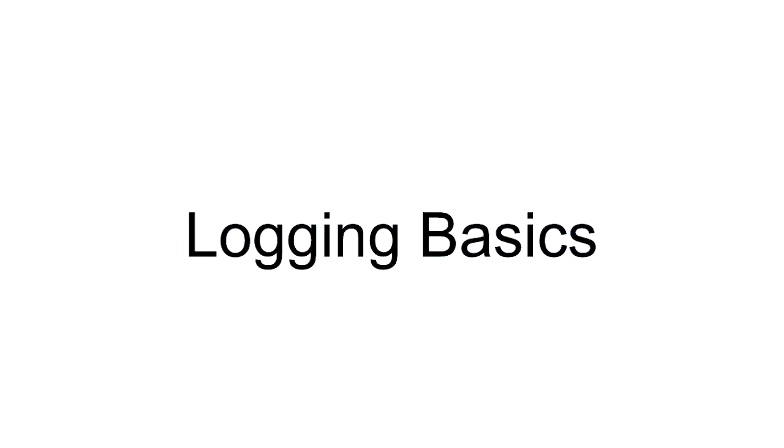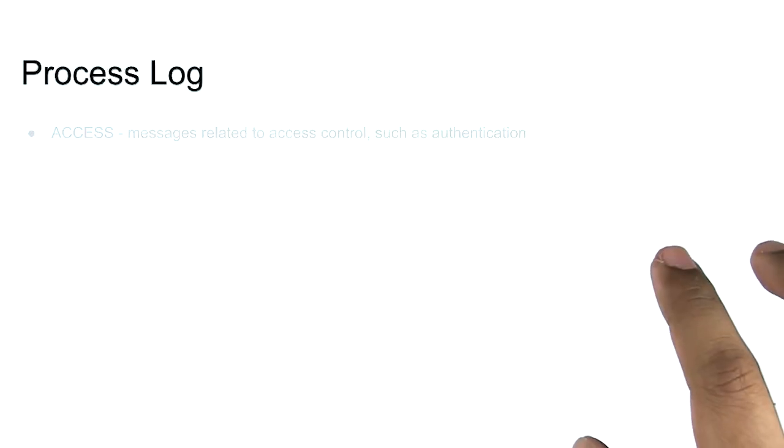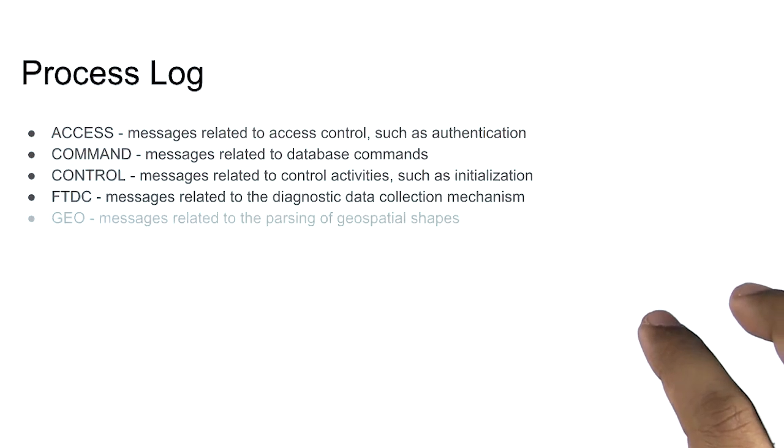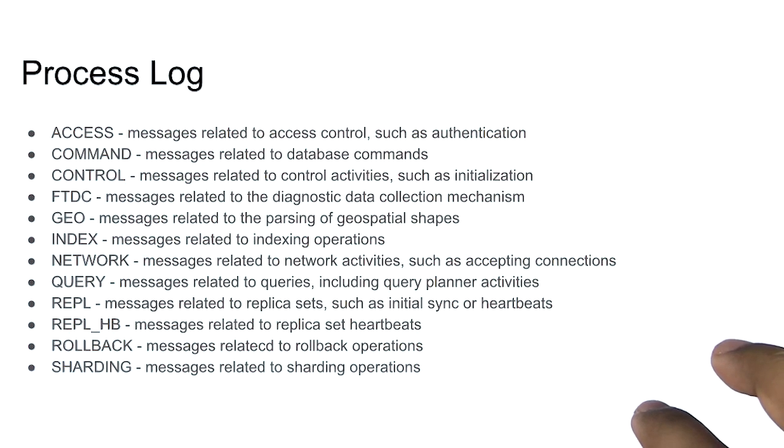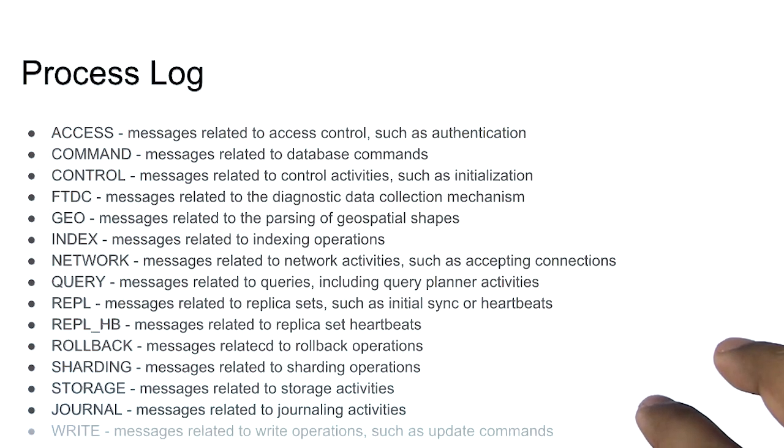MongoDB provides two logging facilities for tracking activities on your database. The process log displays activity on the MongoDB instance. The process log collects activity into one of the following components. Each of these components has an associated verbosity level. You can use db.getLogComponents in the Mongo shell to review the currently configured log component verbosity.